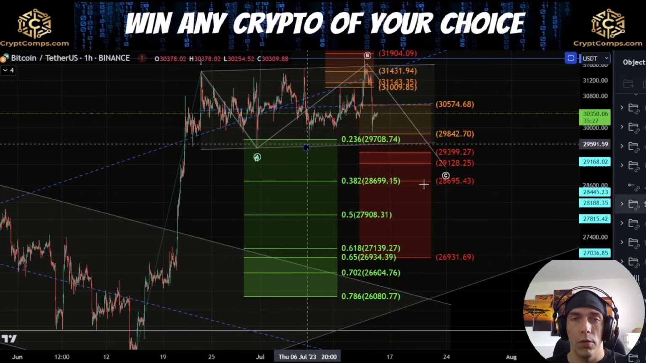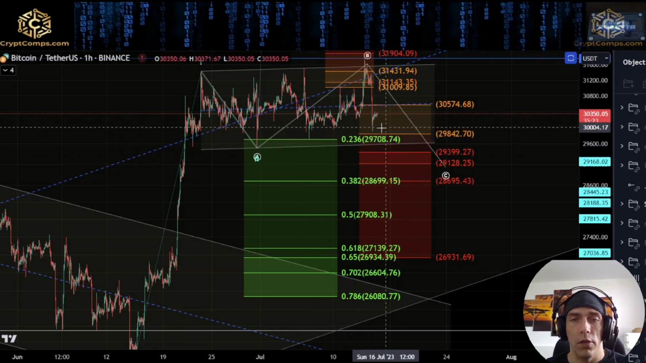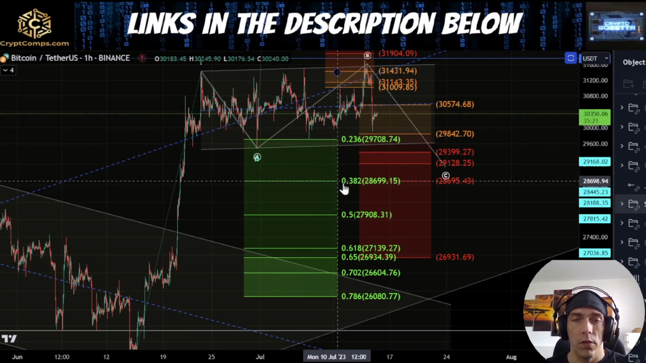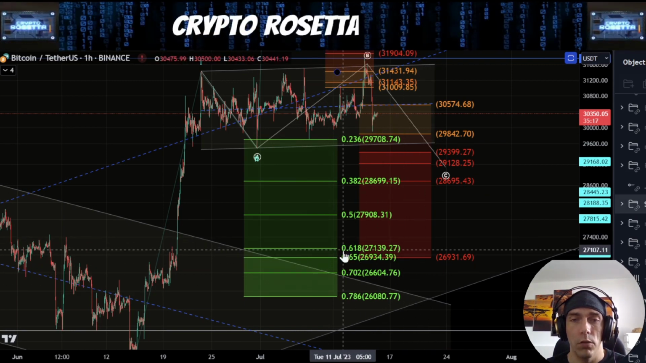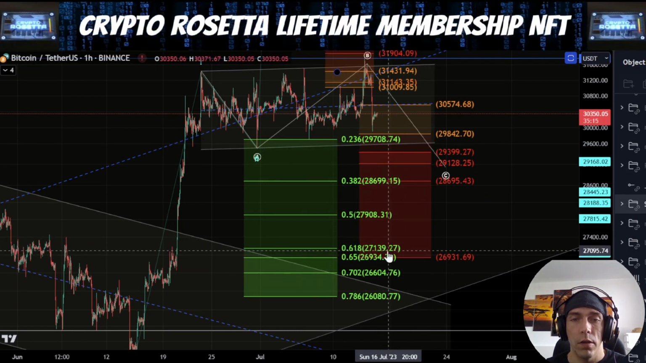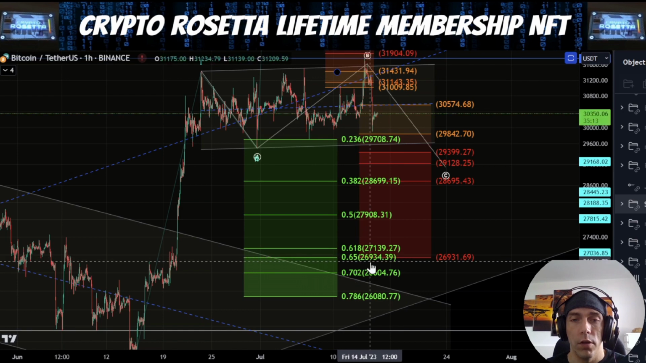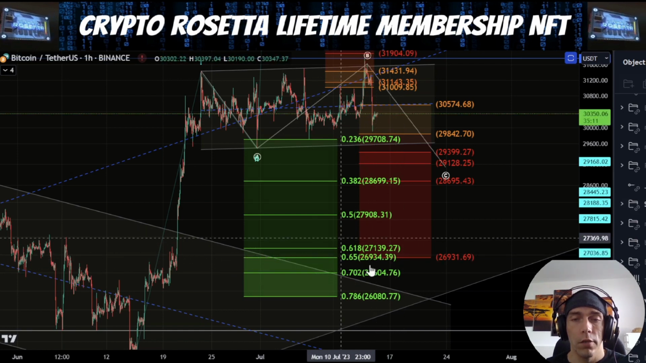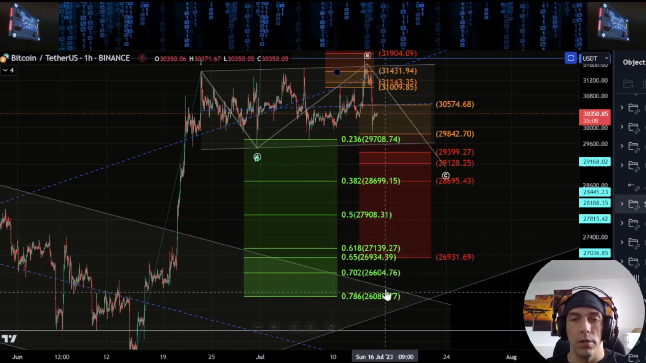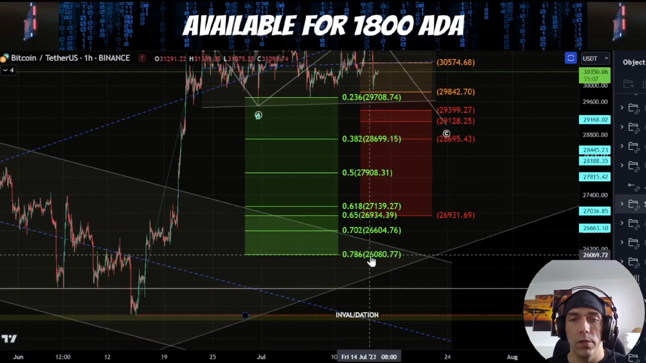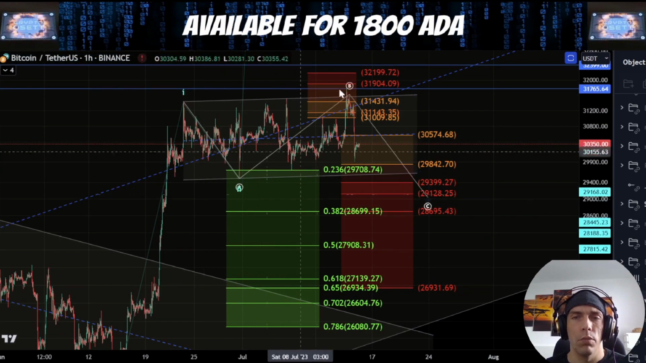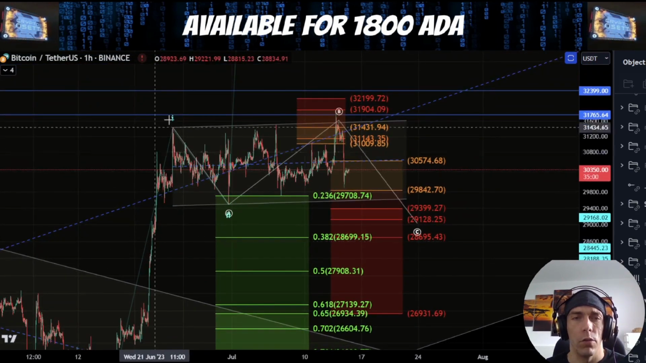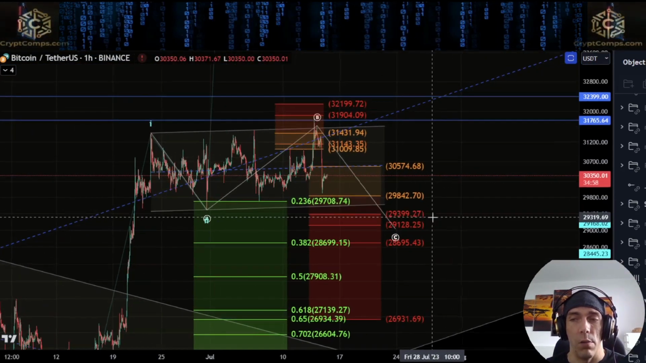So we've already hit this 236, which is already a rare target. Now, what we're talking about is this 0.382 as a potentially interesting zone, and then also lower down here towards this golden pocket, 27,139 to this 26,934. So this would be looking for that possibility of coming back down here, and then really if we start to lose this 786 at this 26,080 level, it starts to become less probable that we're going to see that continuation to the upside in a 5-wave move anyway.